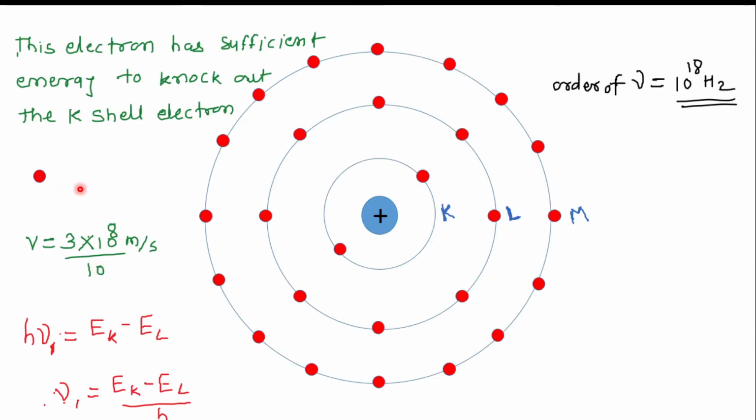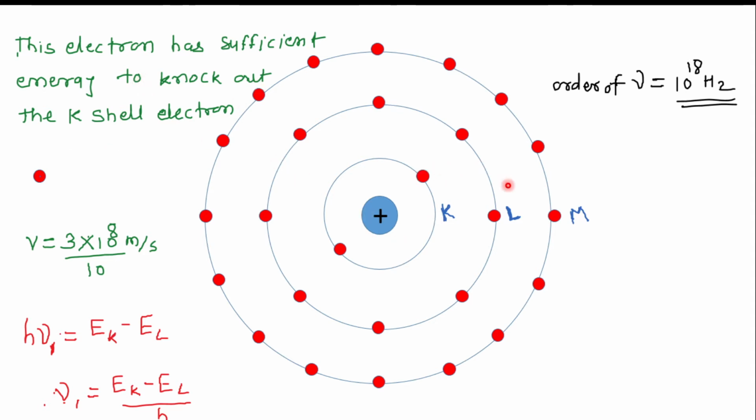So here what will happen? From the cathode, due to thermionic emission, the cathode emits electrons, and a high potential difference is applied. Due to the high potential difference, this electron is accelerated toward the anode and acquires very high kinetic energy. So this electron acquires a velocity of about 1/10 of the velocity of light, and it has sufficient energy to knock out a K shell electron.